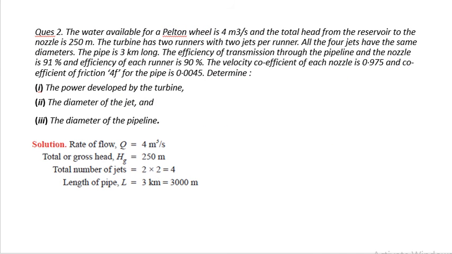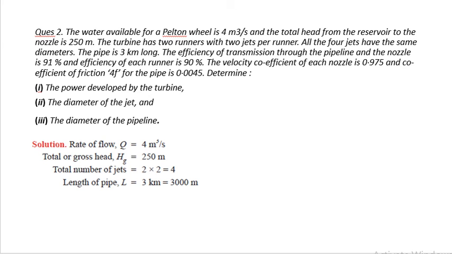Now we will discuss one more question. The question is, the water available for a Pelton wheel is 4 meter cube per second and the total head from the reservoir to the nozzle is 250 meter. That is the gross head. The turbine has two runners with 2 jets per runner. It means the total number of jets is 2 into 2, that is 4.